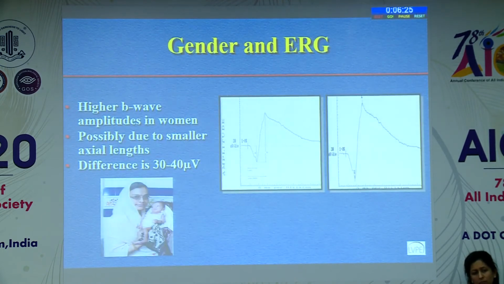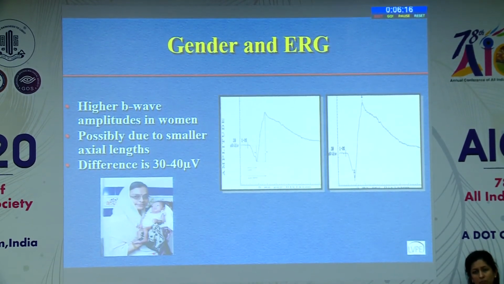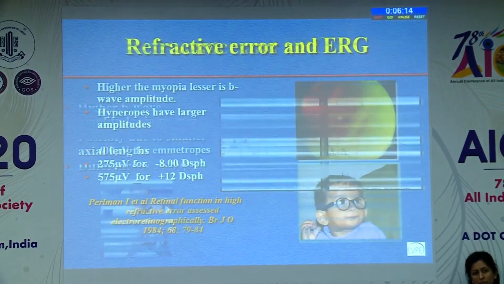The gender, there is higher B wave amplitude in women, and possibly this is because of the smaller axial length, and there could be a 30 to 40 microvolt difference. So in your normative data, it's good to have the males and females of different age groups.